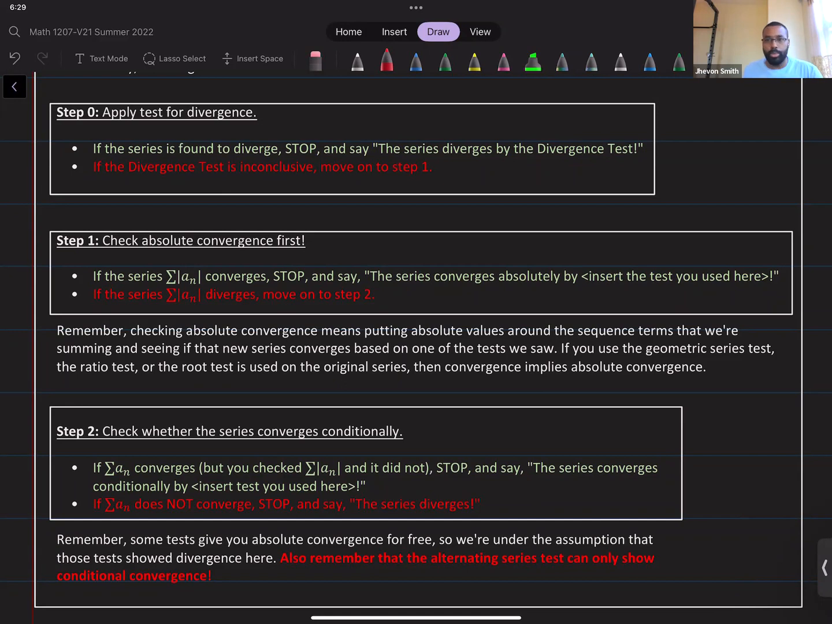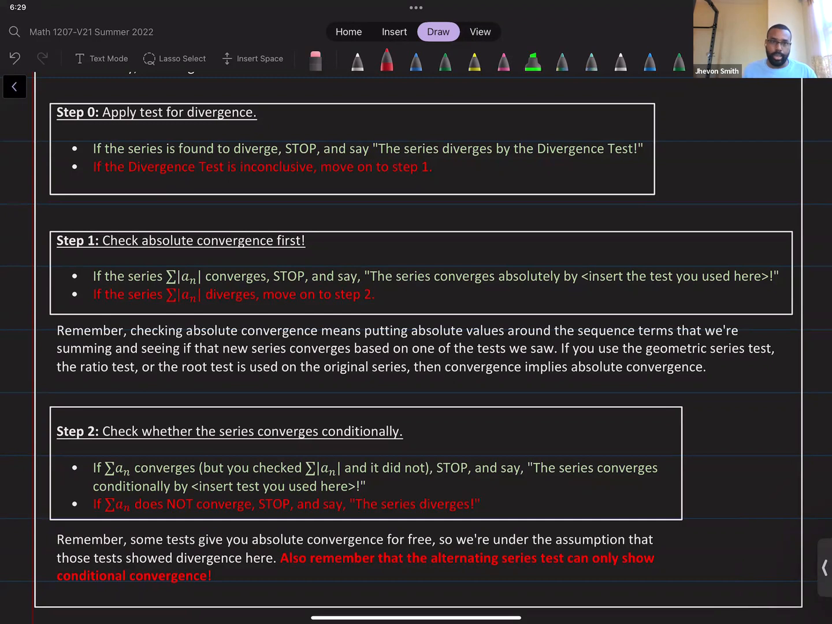The original series converges absolutely, and you can stop the problem there. Now, if you put absolute values around everything and do a series test, and the series test says it diverges, then you're not done. You have to move on to step 2, which is to check: does it converge conditionally? So now you take the absolute values back, look at the original series, and check a series test to see if that converges. If that works out, you say the series converges conditionally. If that doesn't work out, then you can say the series diverges, and that will be done.